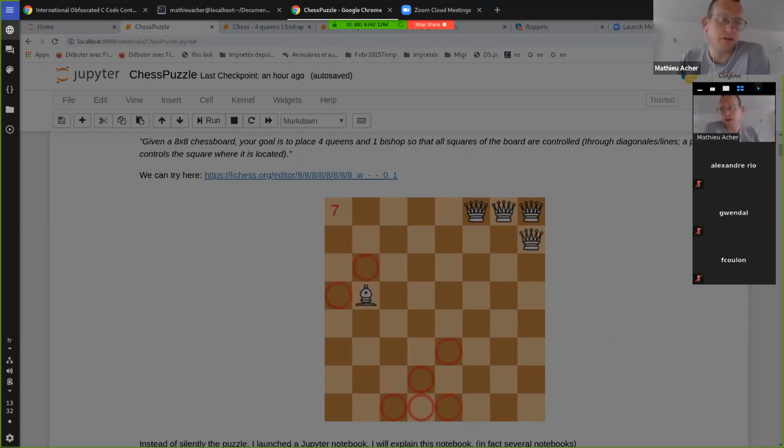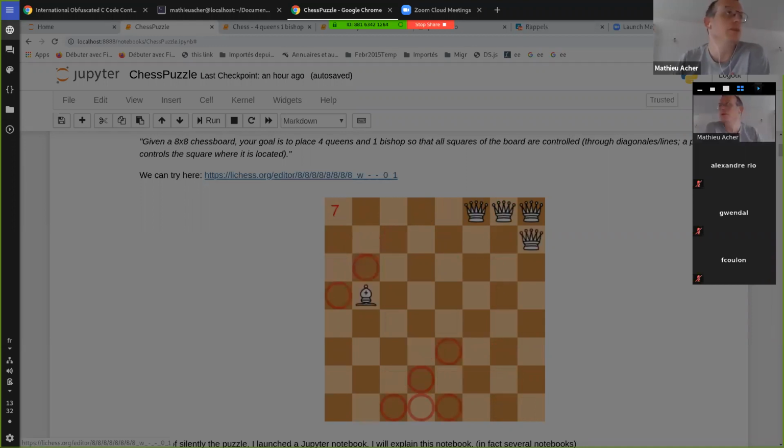So here I have a GIF, an animation that shows some placement of pieces. And you see the number here, it's the number of cases you miss. So at the beginning, yeah, you miss a lot of squares, right? Because they are not controlled by either the queen or the bishop. And then you try some solution, right? And maybe you get the full control, the 64 cases.